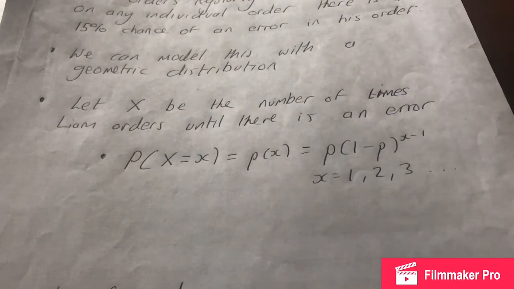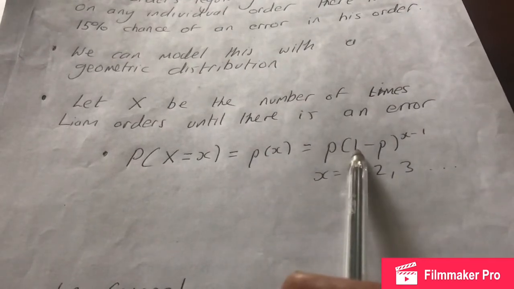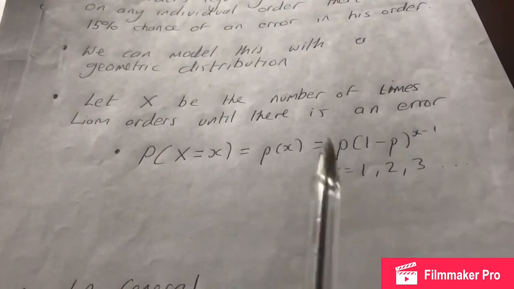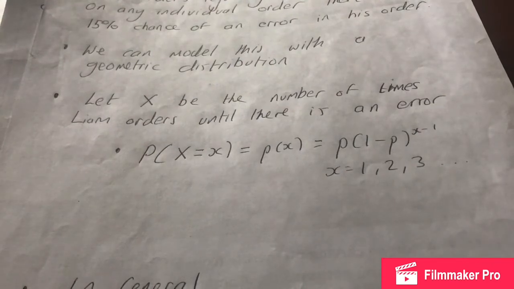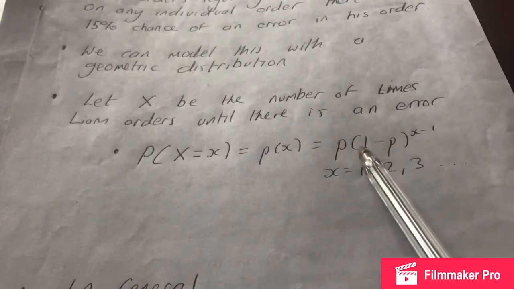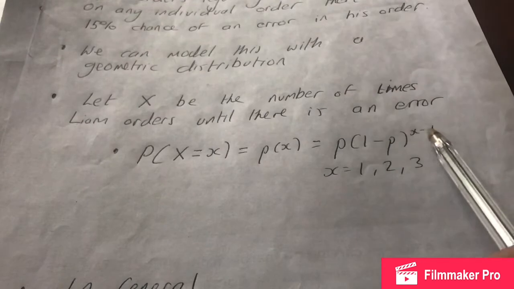Well, what does that mean? That means the probability that there is an error times the probability there's no error, to the power x minus 1. Sometimes we think about p as the probability of success, or an error in your order is not a success, but it's what we're looking for. So in general, it's the probability of success times the probability of no success, or failure, to the power x minus 1.